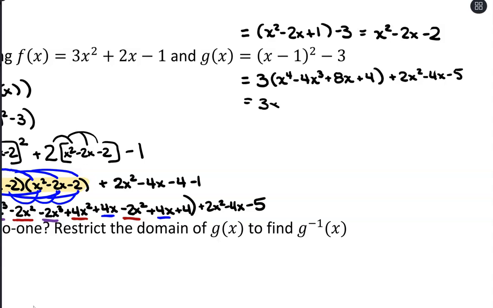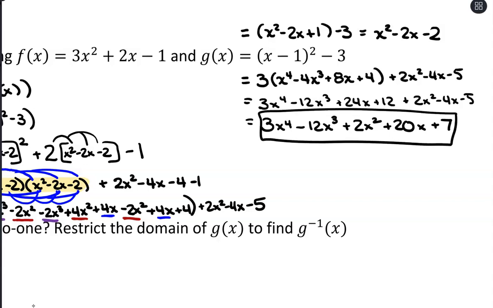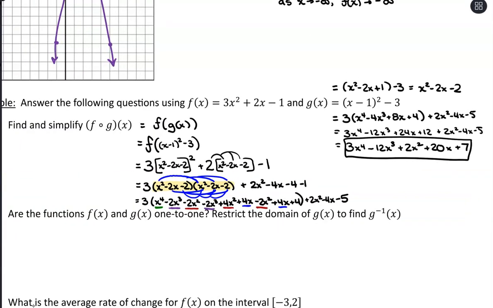Okay, distribute the 3. Keep everything on the end there. And then combine like terms. So we have a 3x to the 4th. We have a minus 12x cubed. Let's see, plus 2x squared. 24 minus 4, so plus 20x. And then a 12 minus 5 for a plus 7. And there is our composite function. We did it! Yay! Hope I didn't miss any steps. They're going too fast.